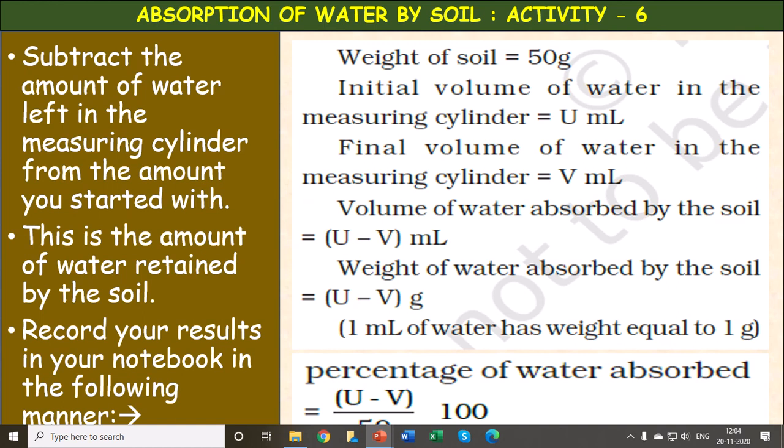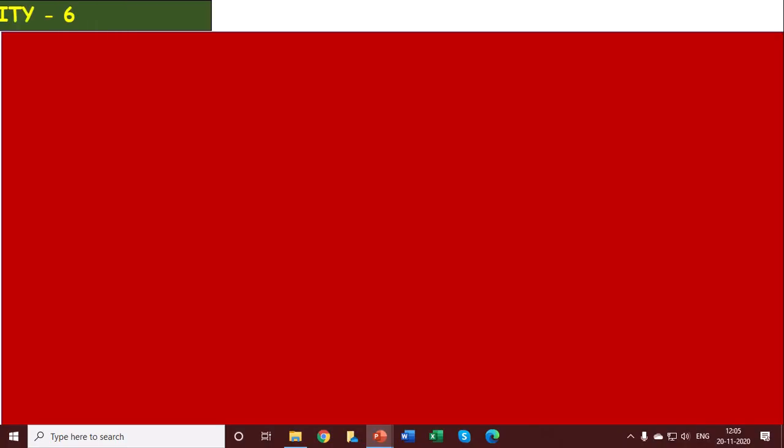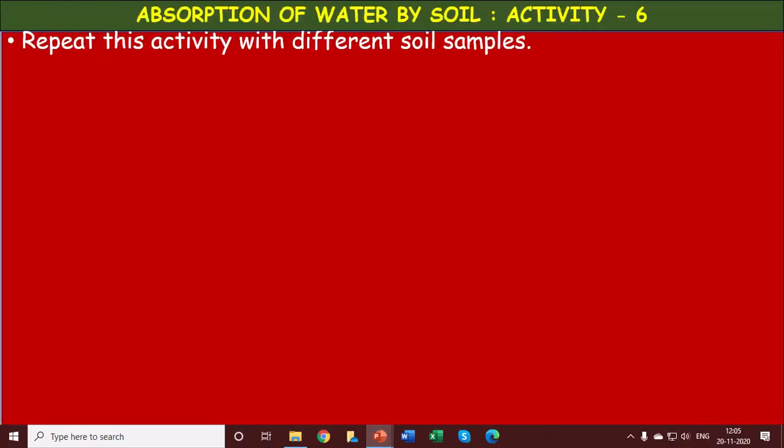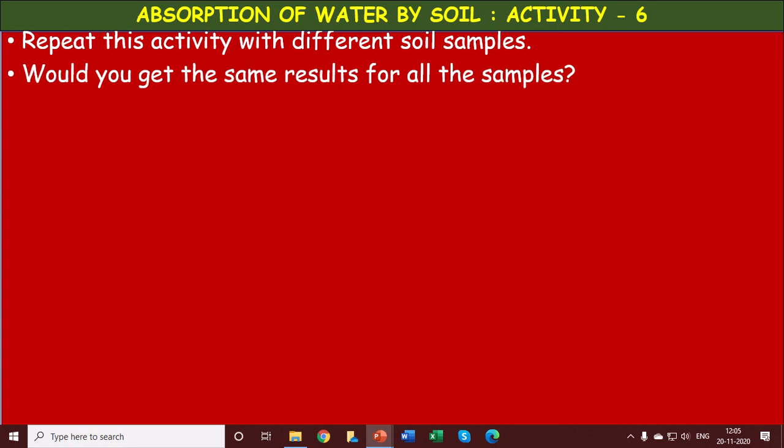Okay, children. Carefully you have to note each and every step properly, and you have to perform this activity. This activity helps you to understand the concept of absorption of water by soil. Repeat the same experiment with several different samples of the soil. Then you finally understand which soil has a good absorption ability. Repeat this activity with the different soil samples.